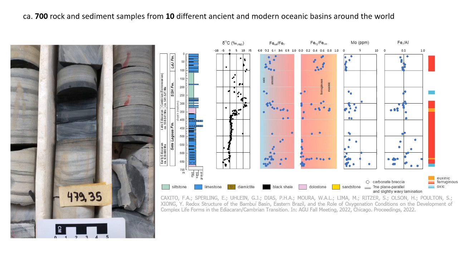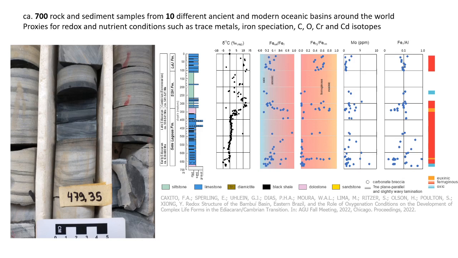We collected circa 700 samples from 10 different modern and ancient basins and analyzed them for various biogeochemical proxies such as trace metals, iron speciation, carbon, oxygen, chromium, and cadmium isotopes. Those proxies reflect the degree of oxygenation and nutrient availability during the time of deposition. We then compared the variation in those proxies with fossil distribution in the same samples.